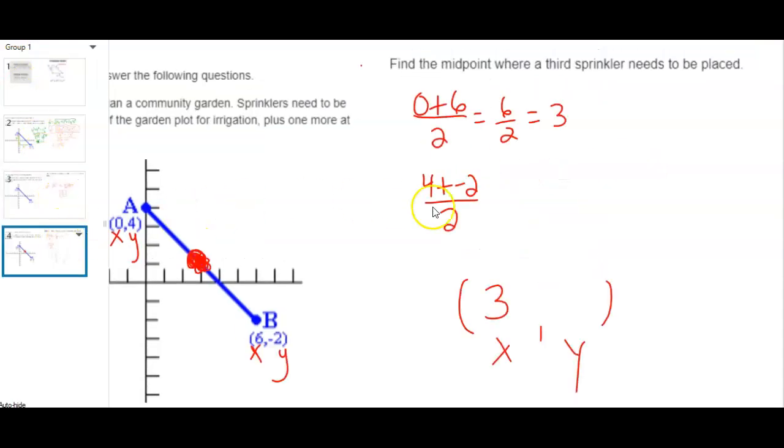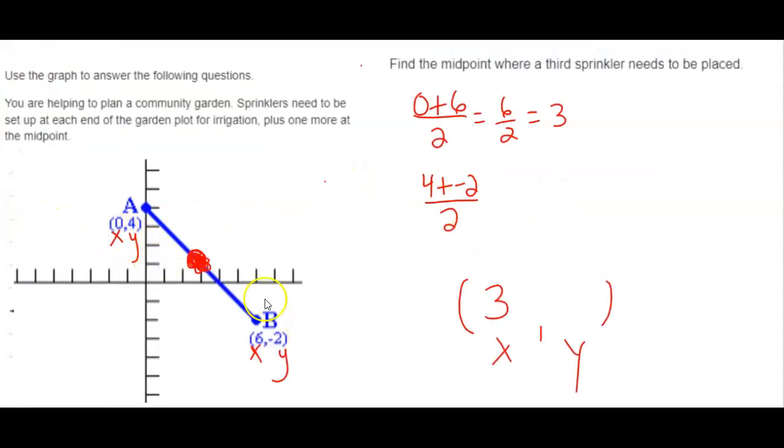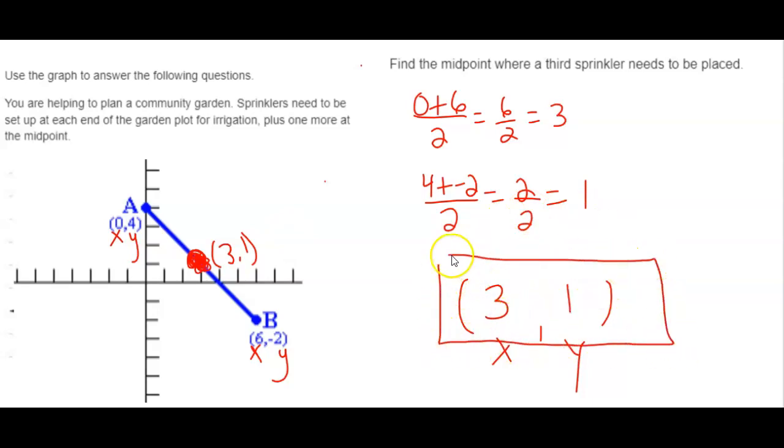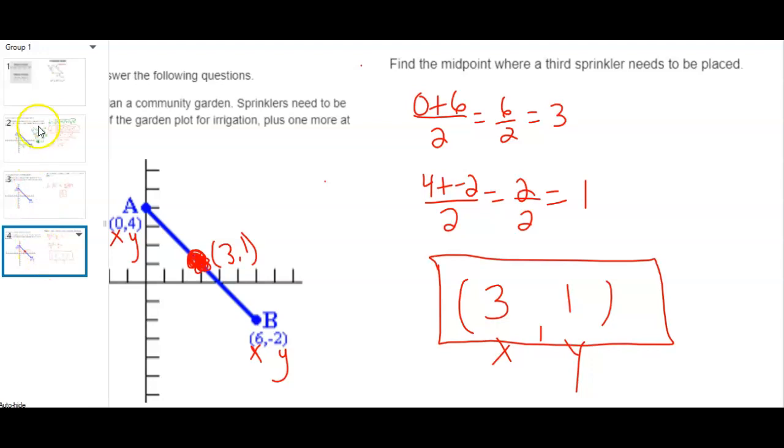So that's why I didn't really spend too long labeling which one was x1 and x2, because I'm adding them up. So 4 plus -2 gives me a +2, divided by 2, which equals 1. And that looks right where we drew our point, over 3, up 1. So that is going to be our midpoint, is (3, 1). Remember, a midpoint is a point on a graph, so it does have to be written as an ordered pair. And I think that was it for this quick check.